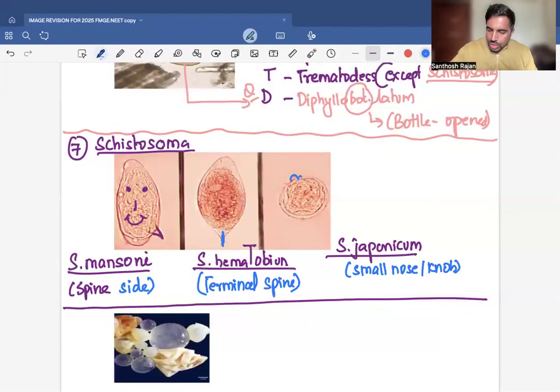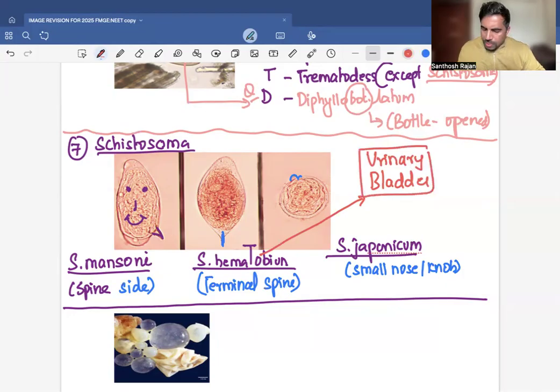But when you talk about the disease, haematobium has a very important role because it causes cancer. Haematobium, T, blood. It affects the urinary bladder, the blood vessels there, and it leads to squamous cell carcinoma of the bladder. You usually identify this parasite in the urine. That's the clue.